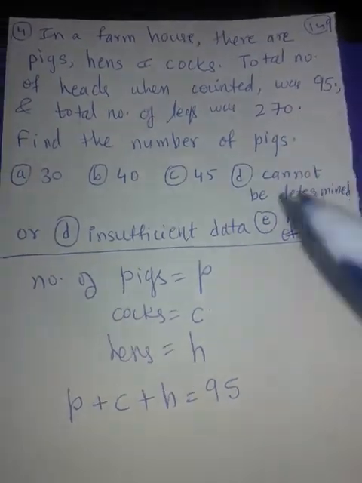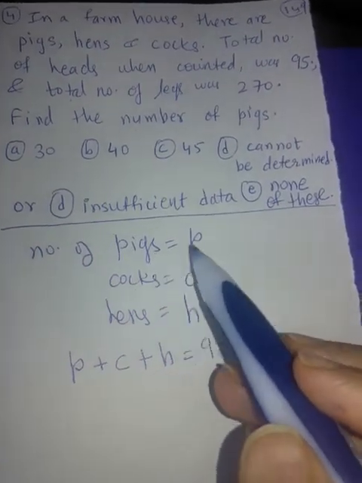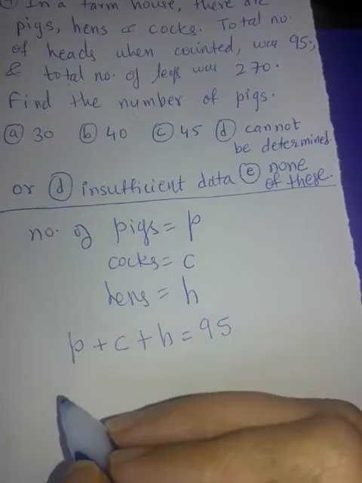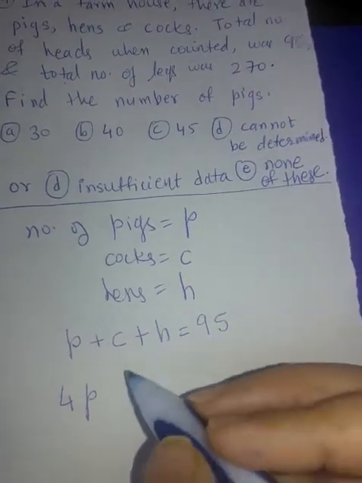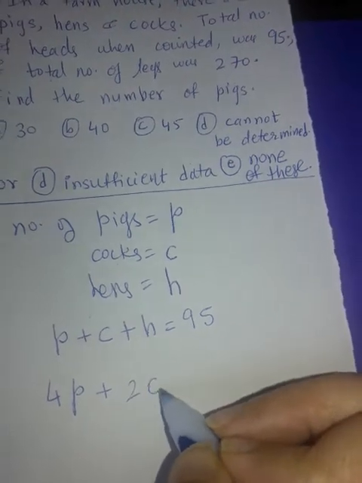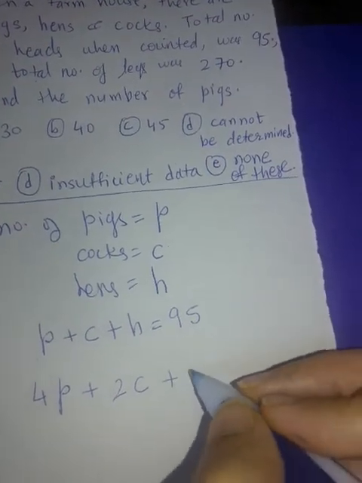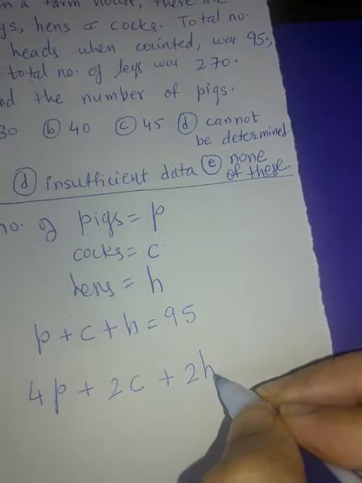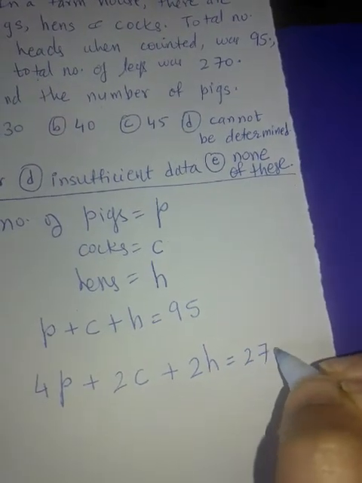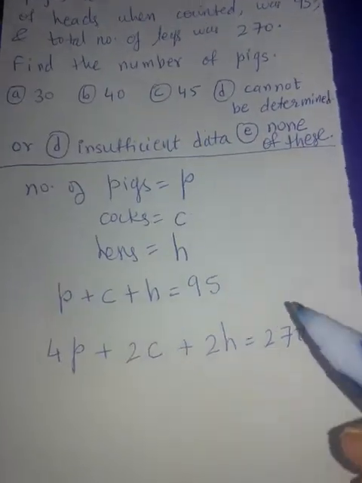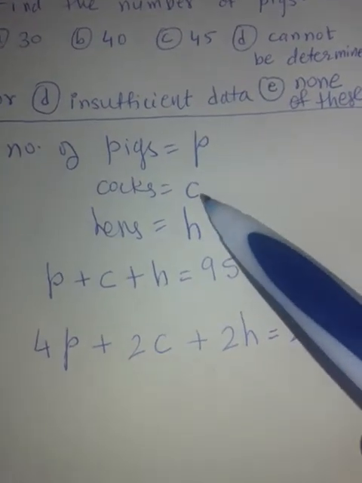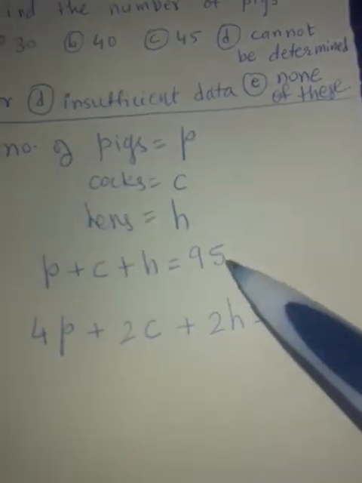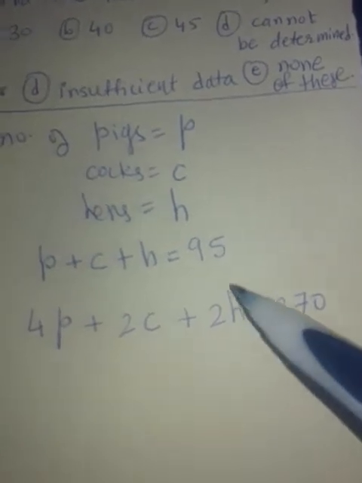Total number of legs was 270. Pig has how many legs? 4 legs. So total legs will be 4P. Cock has 2 legs. So 2C. Hens also have 2 legs. So 2H is equal to 270. This is also given to me. Now here there are three unknowns, P, C and H, but equations are only 2.